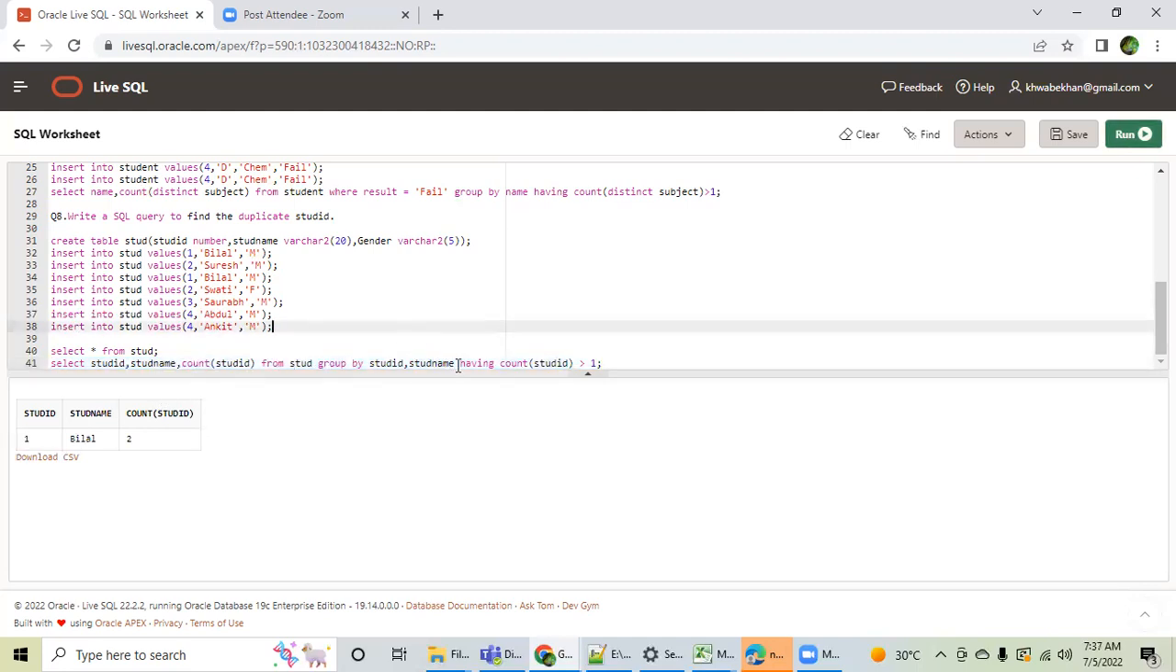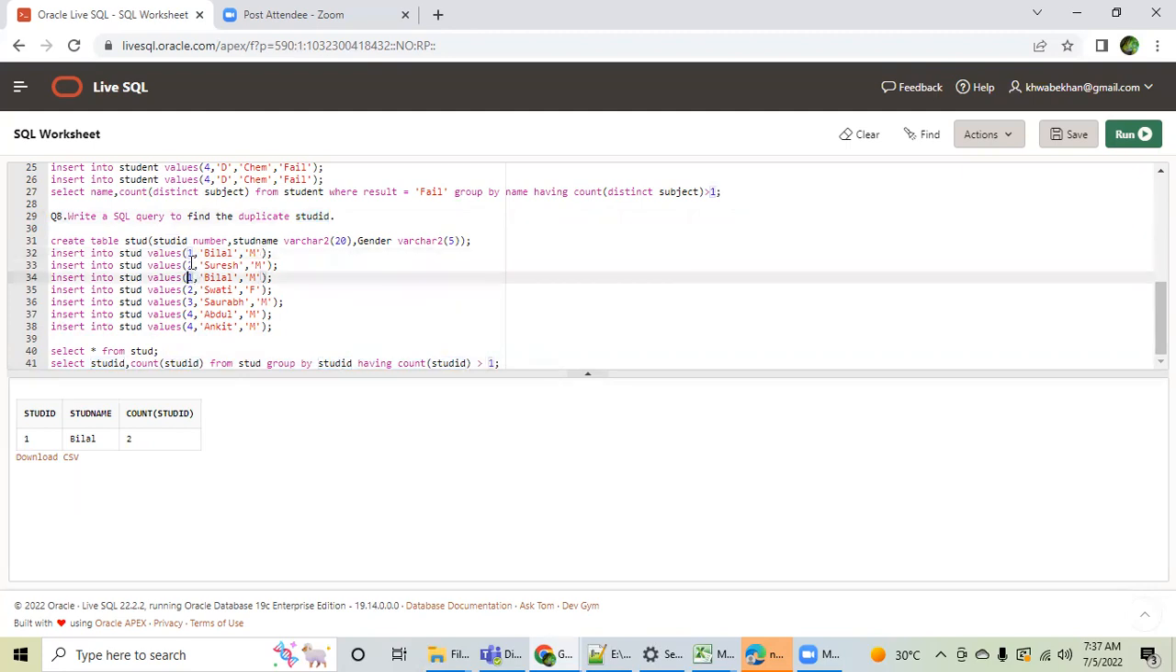The problem is that in student ID 2, there is Suresh and Swati as well. See, try to understand it. Here I am saying that I want to find a duplicate student ID only. I am not bothered about the student ID and student name combination. I just want to find the duplicate student ID.